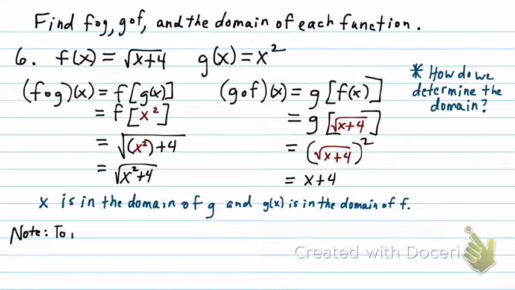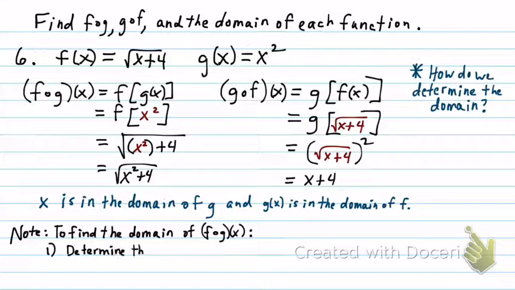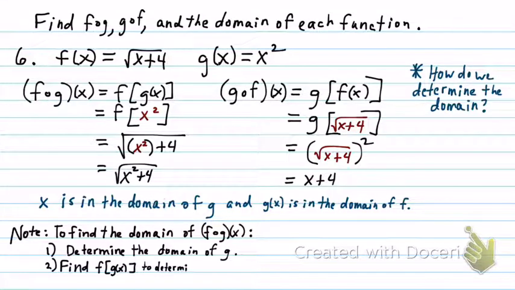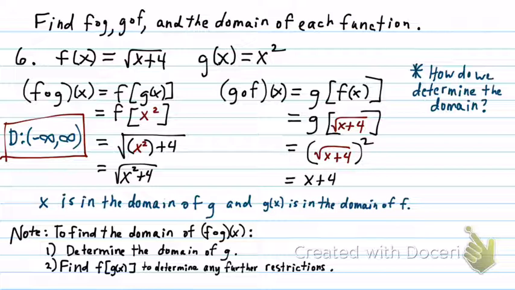Two steps. To find the domain of f of g of x, first we're going to determine the domain of g. And then step 2, we're going to find f of g of x to determine any further restrictions. So let me show you how that works. So notice here, look at g of x. g of x equals x squared. The domain is all real numbers.